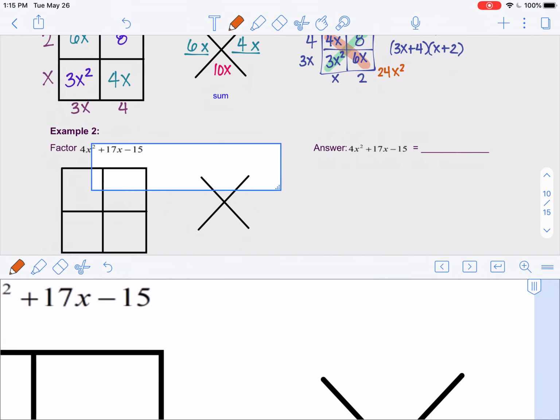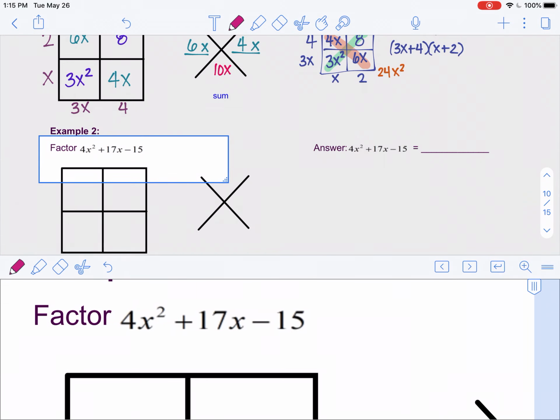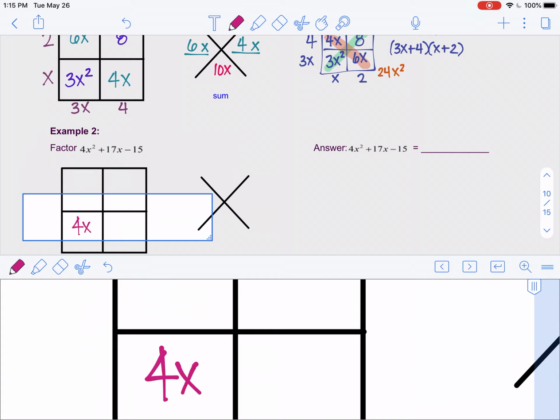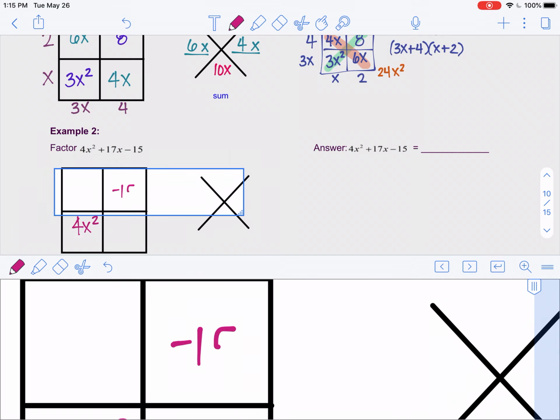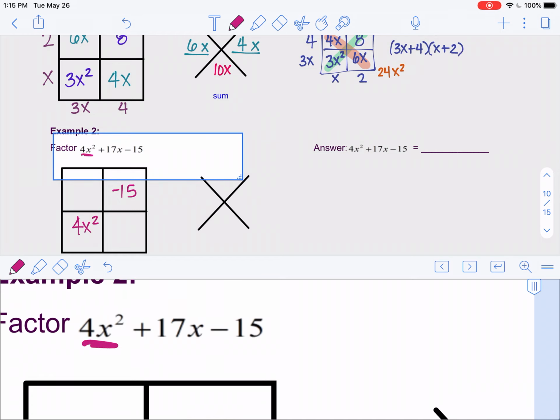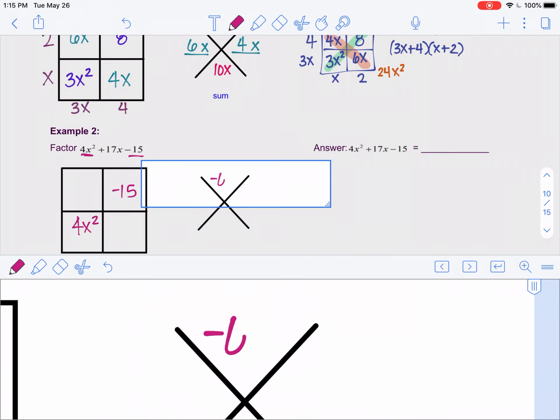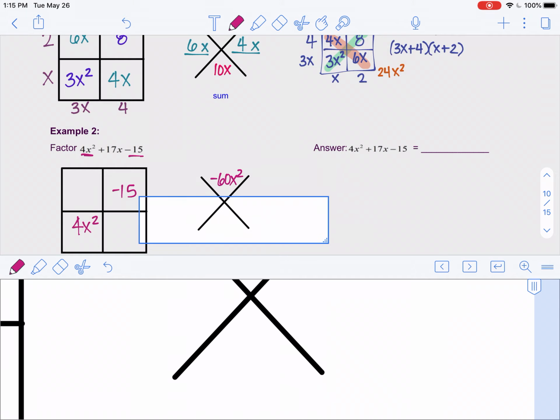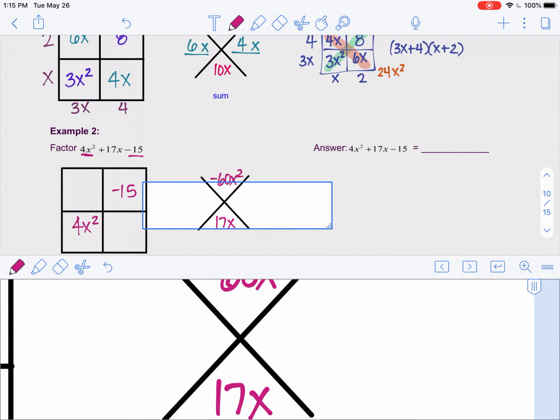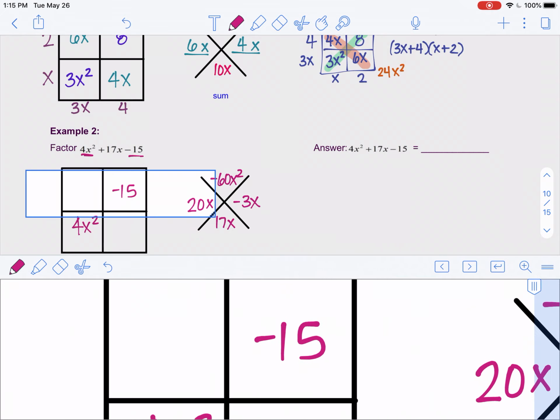All right, now that we are kind of better at that, let's cruise a little bit in this next example. So 4x squared plus 17x minus 15. So I'm putting the 4x squared, and I'm putting the negative 15. Remember that I'm multiplying those two things and putting them up top, so negative 60x squared, and the unused middle term on the bottom. So I'm looking for stuff that multiplies to negative 60x squared but adds up to positive 17x. So that would be like 20x and negative 3x. Again, it doesn't matter which one you put where, it will still work out.